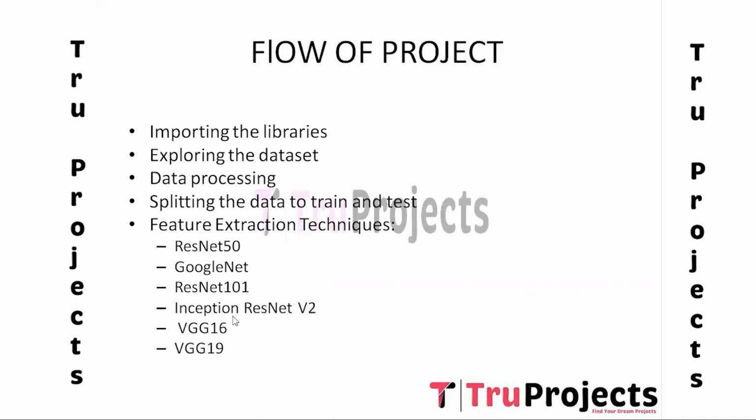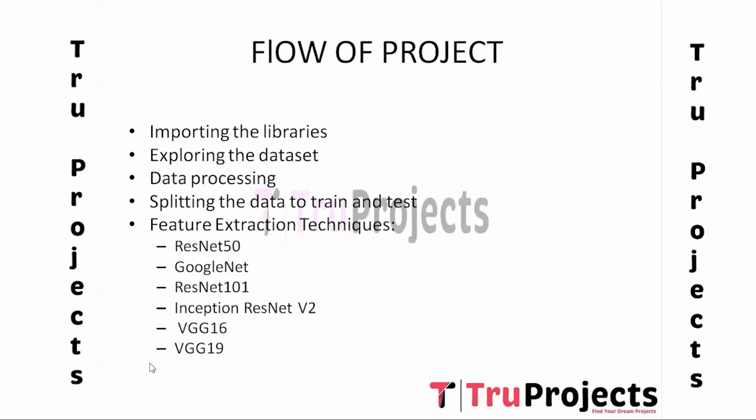The fourth one is Inception ResNet V2. It combines elements of both the GoogleNet and the ResNet architectures. It incorporates residual connections along with the Inception modules, creating a powerful and efficient network for feature extraction. It is capable of capturing multi-scale features and can be useful in detecting fine-grained patterns in the images.